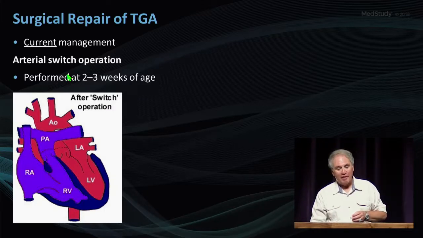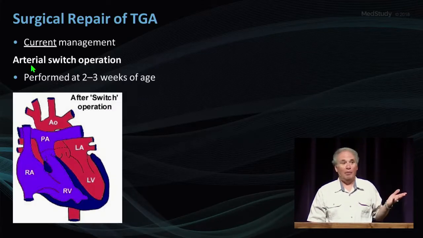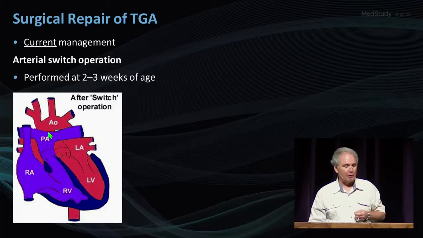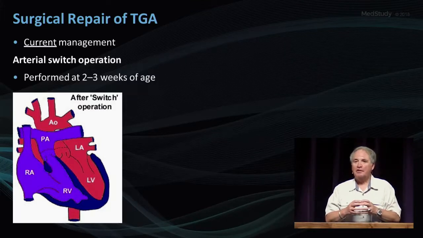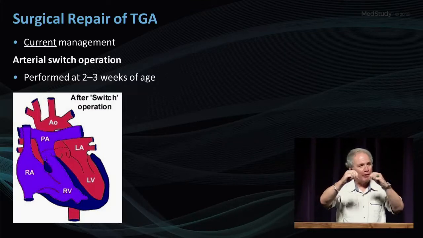At about 2 weeks of age, we'll do what the obvious is, switch the arteries, put the arteries back where they belong. So now the right ventricle is connected to the pulmonary artery and the left ventricle connected to the aorta. They tried this decades and decades and decades ago, but they couldn't do it because they didn't know what to do with the coronary arteries.